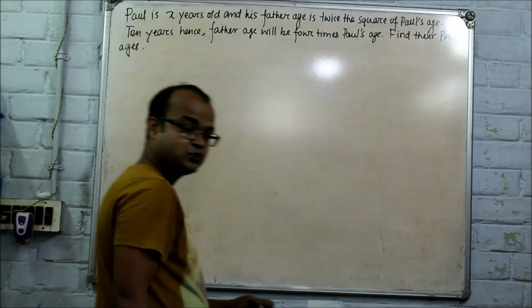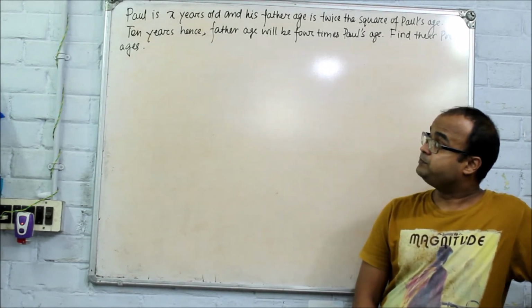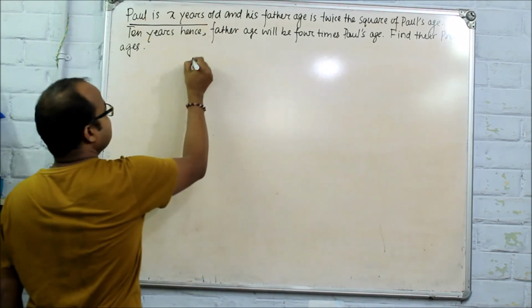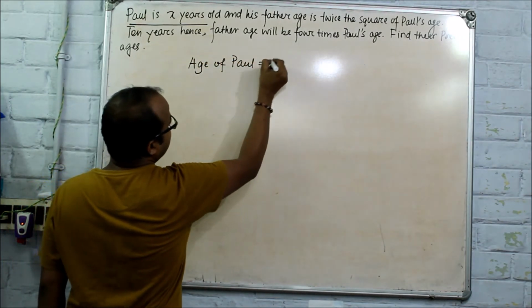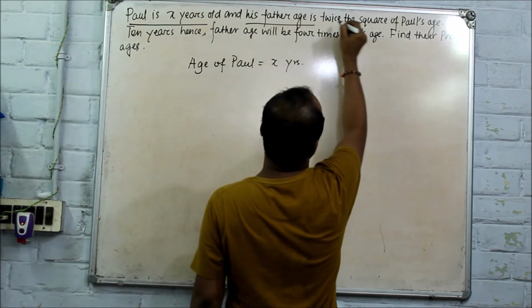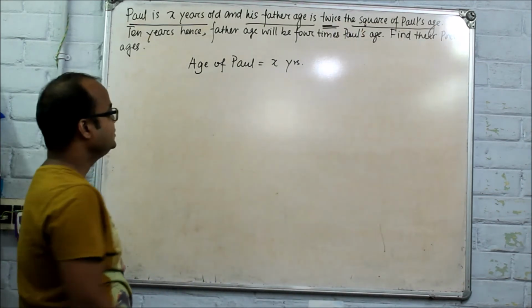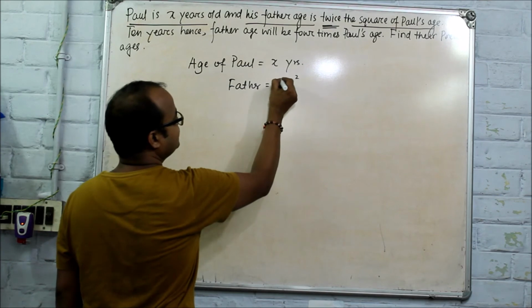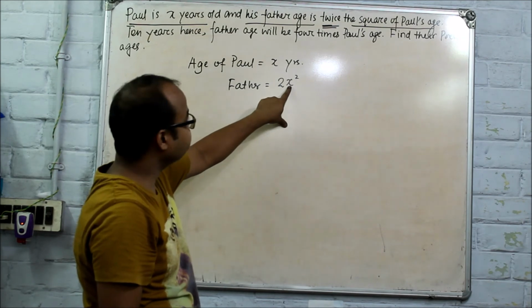Let us discuss one problem based on age. Now it is given that Paul is x years old. That means the age of Paul is given as x years, and his father's age is twice the square of Paul's age. So the age of the father is equal to twice the square of Paul's age.